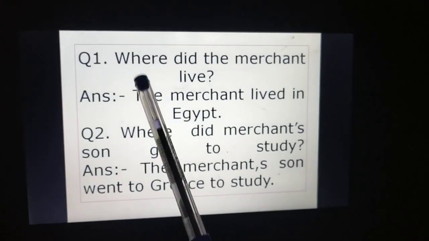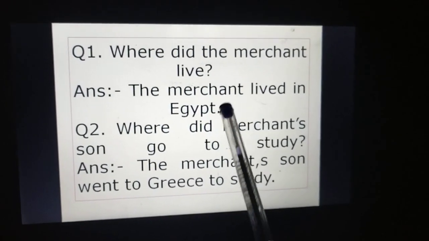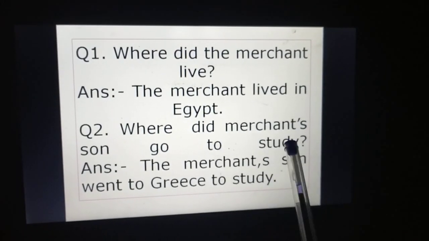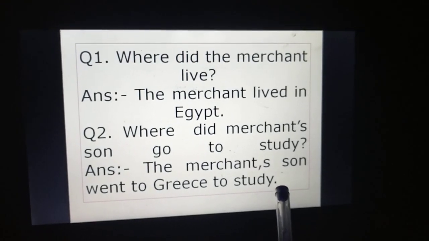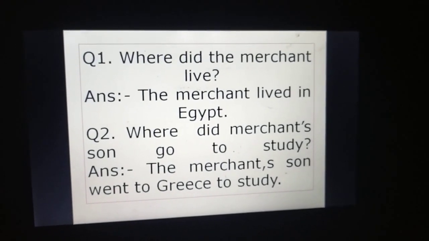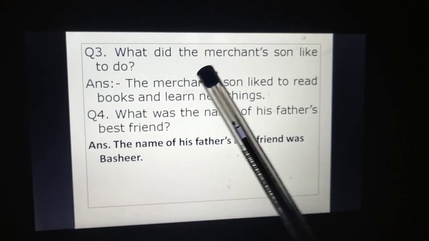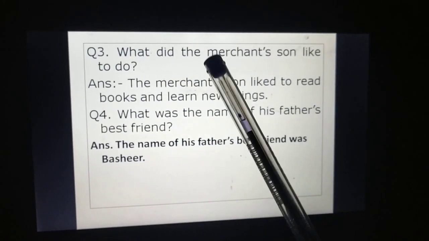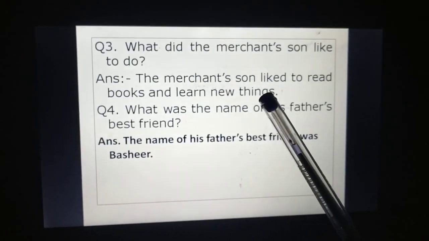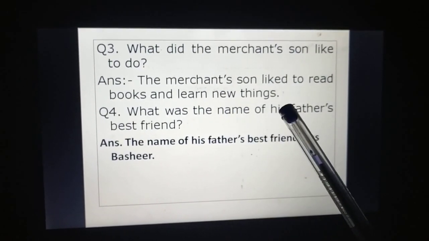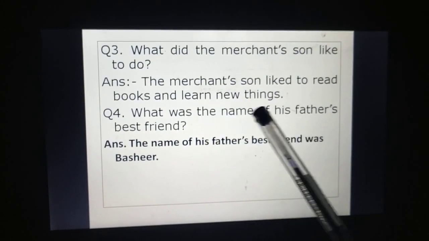Let's study the first question. Where did the merchant live? The merchant lived in Egypt. Where did the merchant's son go to study? The merchant's son went to Greece to study. What did the merchant's son like to do? The merchant's son liked to read books and learn new things.